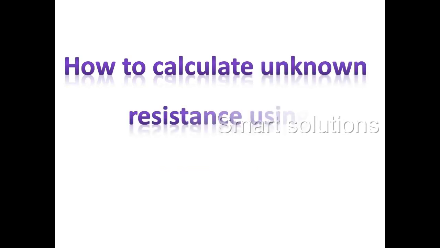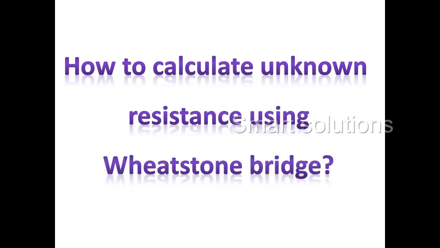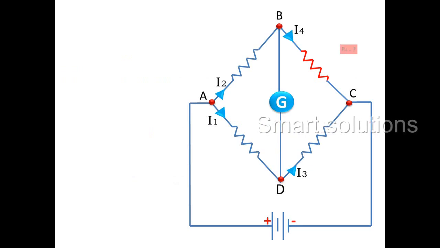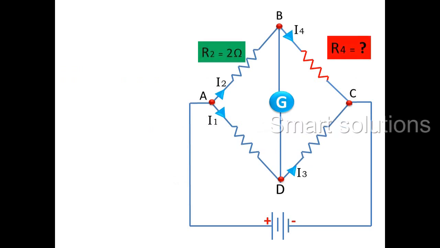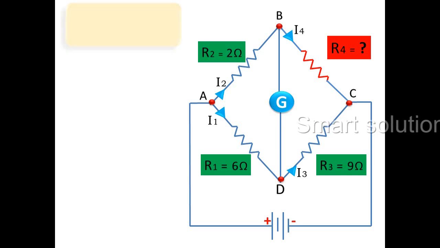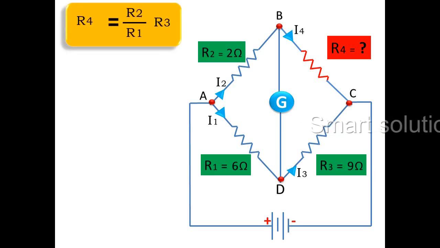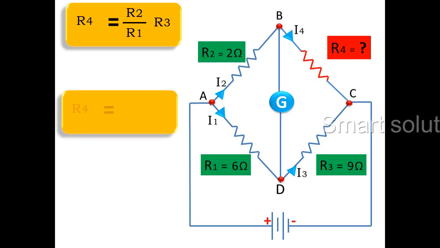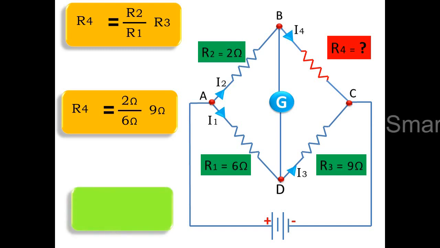How to calculate the resistance of an unknown resistor using the Wheatstone bridge? Here we don't know the resistance of resistor R4 and we know the resistance of R2, R1 and R3. Applying the values to the equation, we get R4 is equal to 3 ohm.